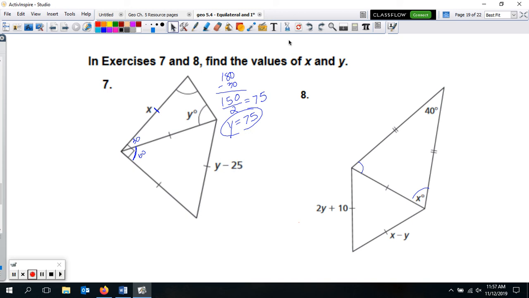75 minus 25 will give us what this side is here. And that side is going to be the same as the x side over here, because we also concluded that that's the same as this one, which is the same as all three of these on this triangle. So if you find this side, you will find out what x equals. So we can just plug that in. 75 minus 25 is 50, so we can conclude that x equals 50.